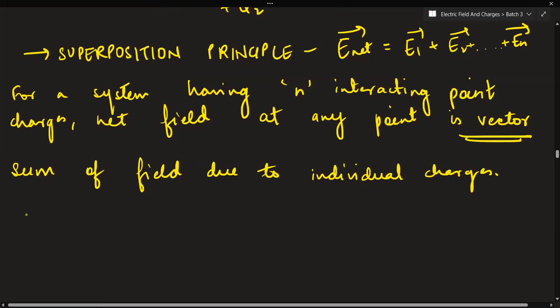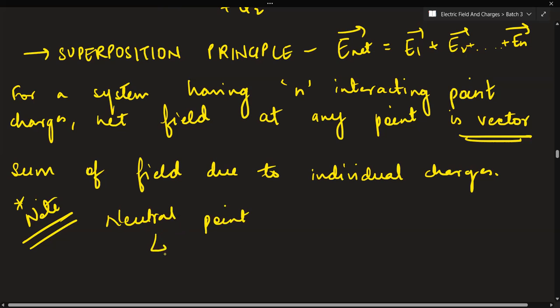Now, one more thing before I forget, make a note and add it into your notes: neutral point, because this will also be utilized a lot. Neutral point is that point where the net electric field is zero. All the individual electric fields cancel each other. For example, E1 is there, E2 is there. If at this point both the electric fields are canceling each other, this becomes your neutral point.